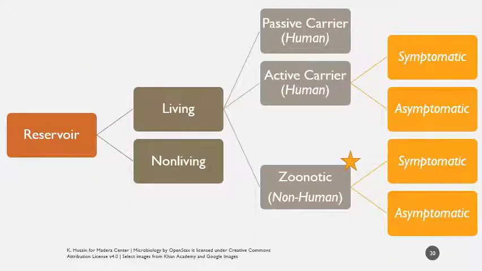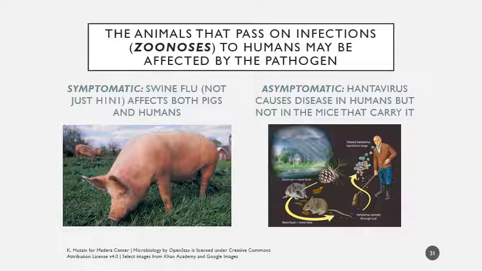So those were human examples of living carriers. There are also non-human examples, which are zoonotic carriers. And again, those might be symptomatic or asymptomatic. With swine flu, that does cause symptoms in both pigs and humans. So not just H1N1, but all swine flus affect both pigs and humans. For hantavirus, which you might have heard of, you might be doing that for your disease project, those cause very serious disease in humans, but they don't cause disease in the mice that carry it.